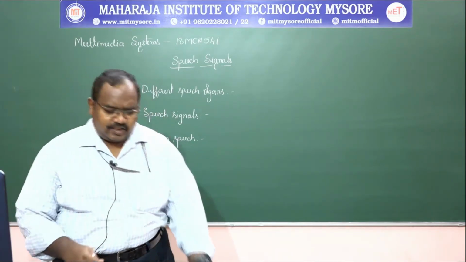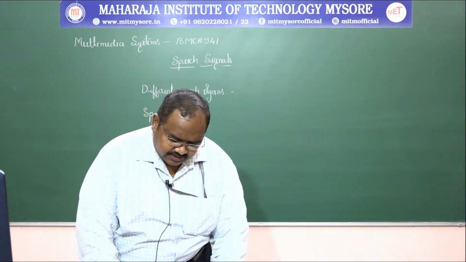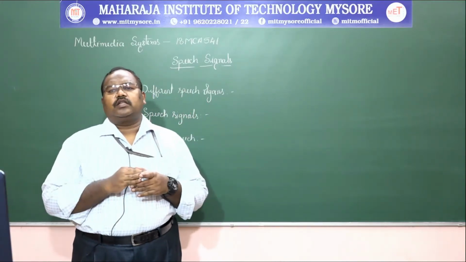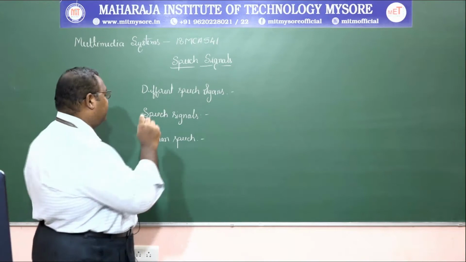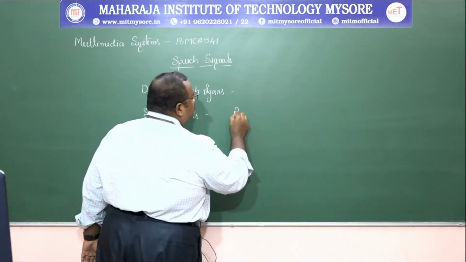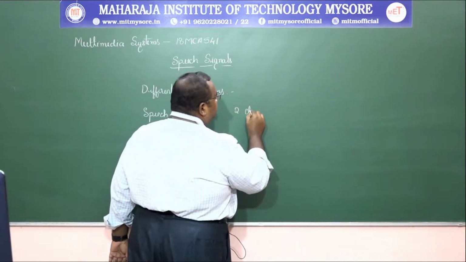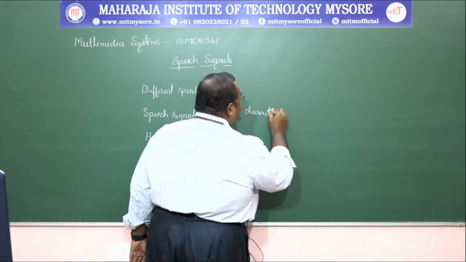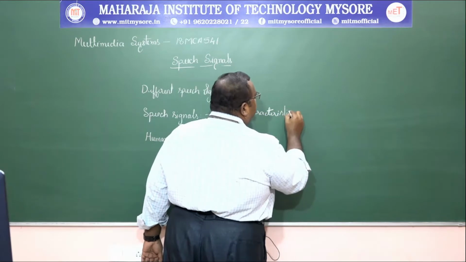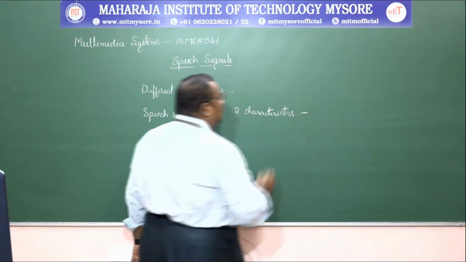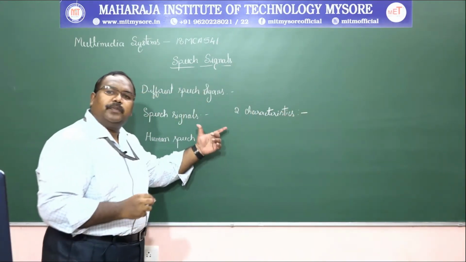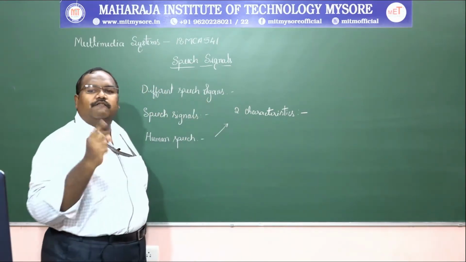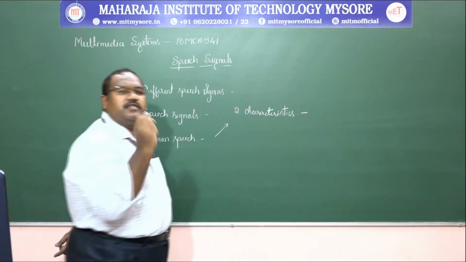Next, we talk about the speech signals. When we talk about speech signals, they have two characteristics. What are those two characteristics of speech signals? Now, the two characteristics of speech signals with respect to human speech are, the first one is voiced speech signals.